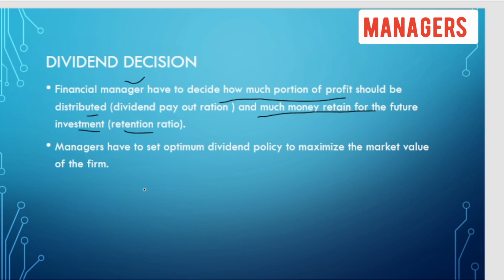If the company goes for the maximum dividend, the market value may increase in the short run, but in the long run, the company will have insufficient funds to invest in the future. The manager has to decide the optimum dividend policy: how much money should be distributed and how much should be retained for future investment.